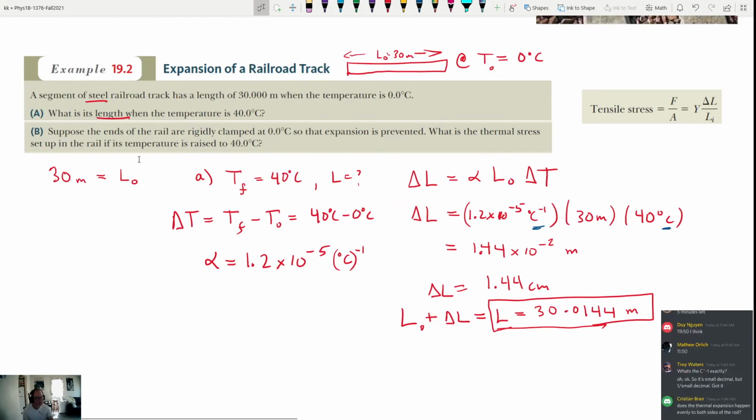Does the thermal expansion happen evenly to both sides of the rod? It happens all throughout the rod. Yeah, so yes, basically yes.